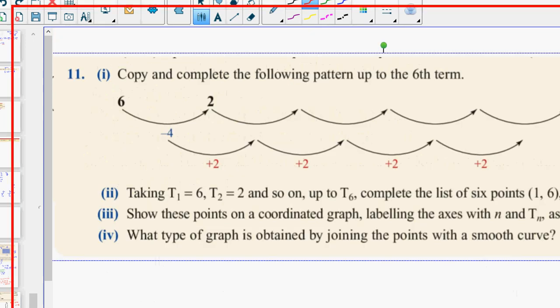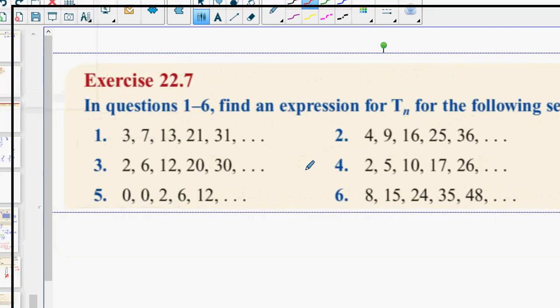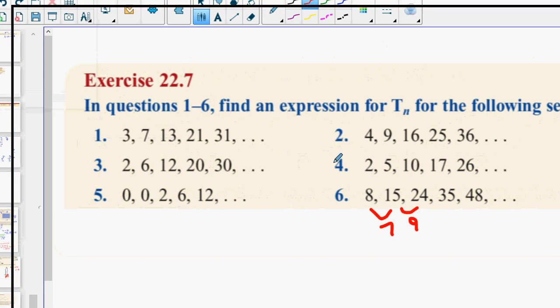Let's try this one out. Copy and complete the following pattern up to the 6th term. Actually, no, I'm not doing that question. In question 6, 7, 9, what's next? 11 and 13. Here's what you're doing here. Ready? 2, 2, and 2. Quadratic or linear? Quadratic.